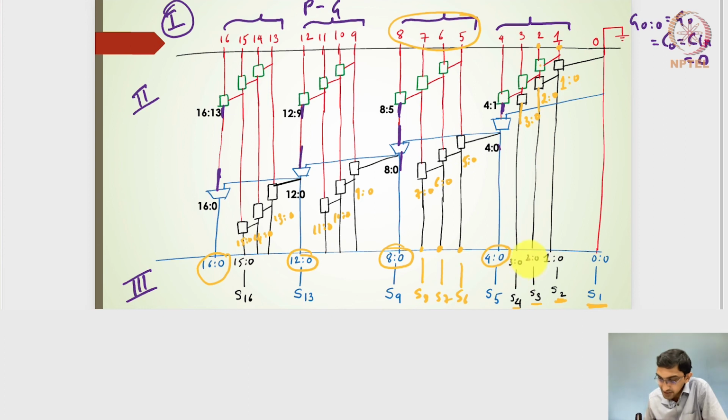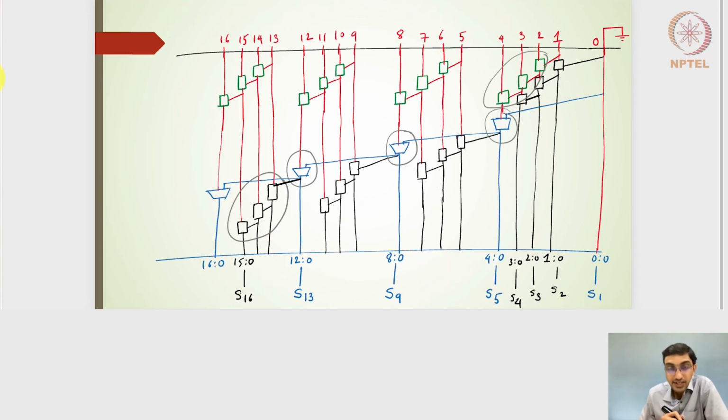So once I have this 3 is to 0, 2 is to 0, 1 is to 0, and then 7 is to 0 to 5 is to 0, and 11 is to 0 to 9 is to 0, and then 15 is to 0 to 13 is to 0, I can then produce the sum bits of all these 16 adder outputs. All right. So what should be the delay here?